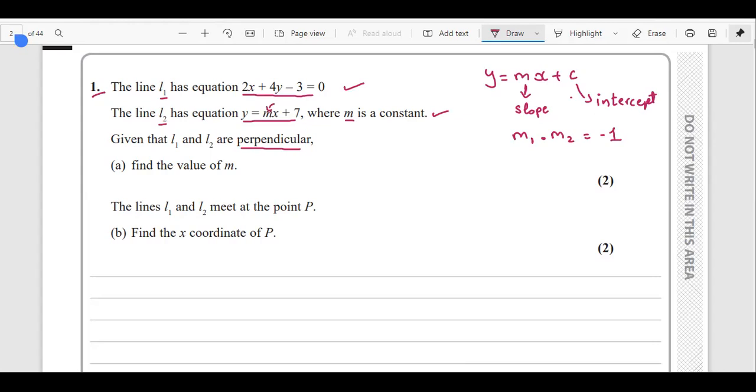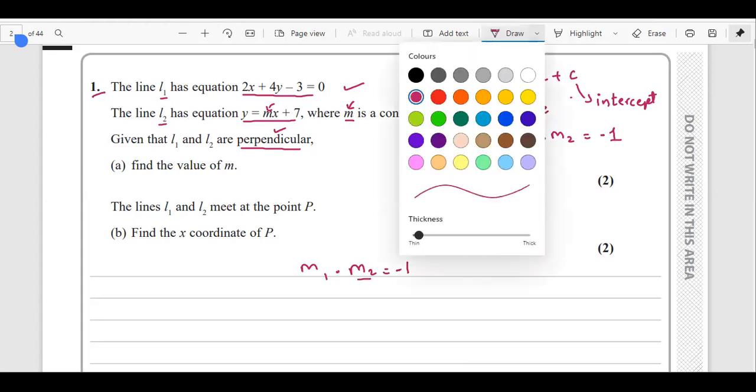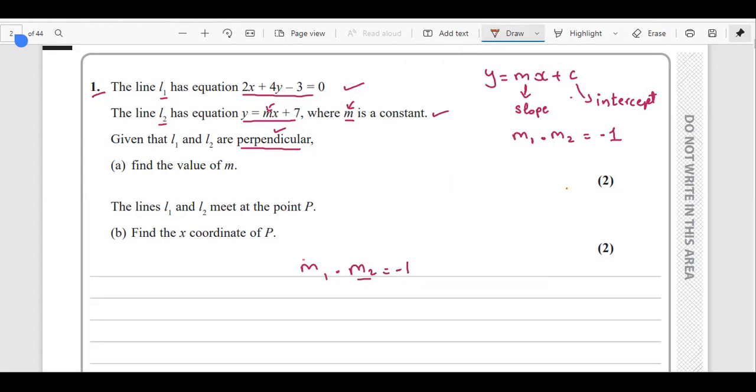For finding the value of M, we know that these two lines are perpendicular, so we will use this relationship. M1 into M2 is -1. Now this M2 is basically the slope of L2, right? Which is M in this case. We'll get this. So for this, we need to find M1. And how can we find M1? How can we find M1? M1 is the slope of this line.